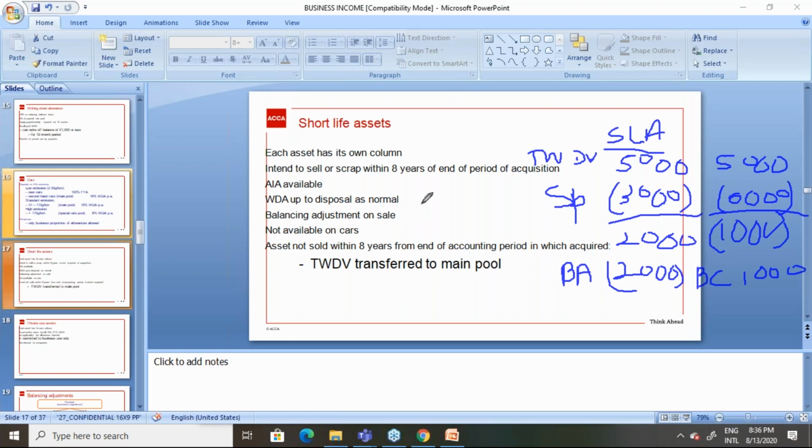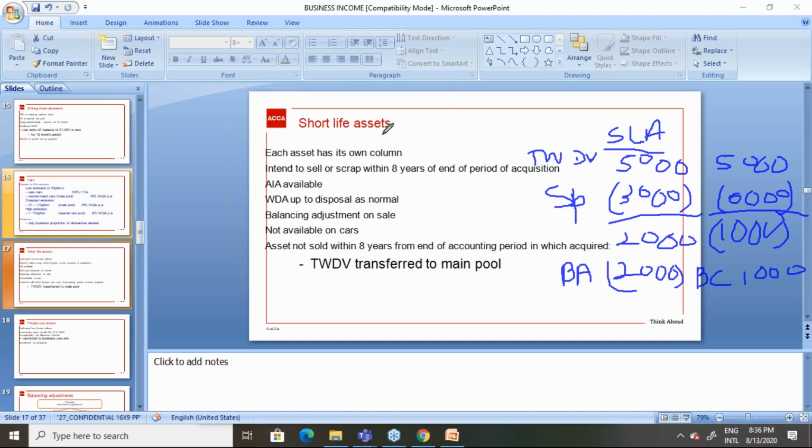Now, you are required to sell the asset within a period of 8 years, but if you have not sold the asset within a period of 8 years, then you cannot maintain that asset as a short life asset anymore. Then the asset must be depooled. Depooling is a situation where you take it out from the main pool.